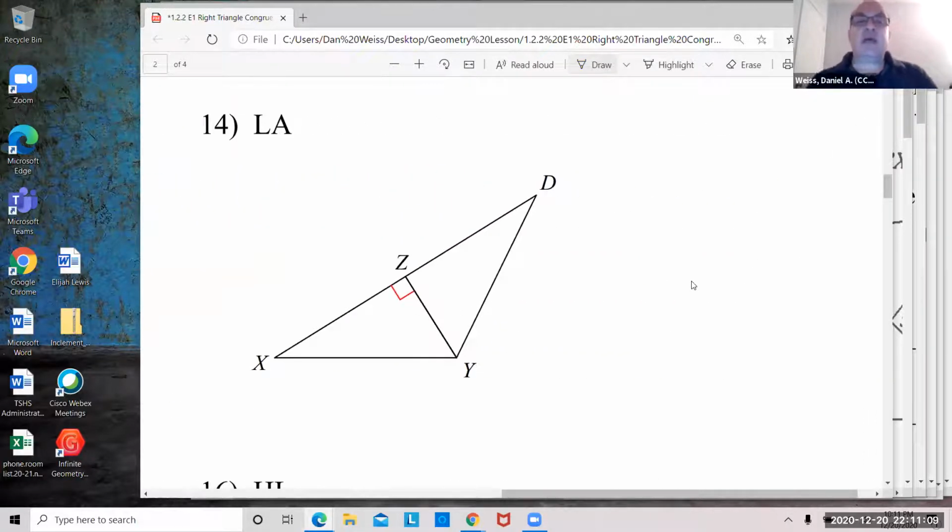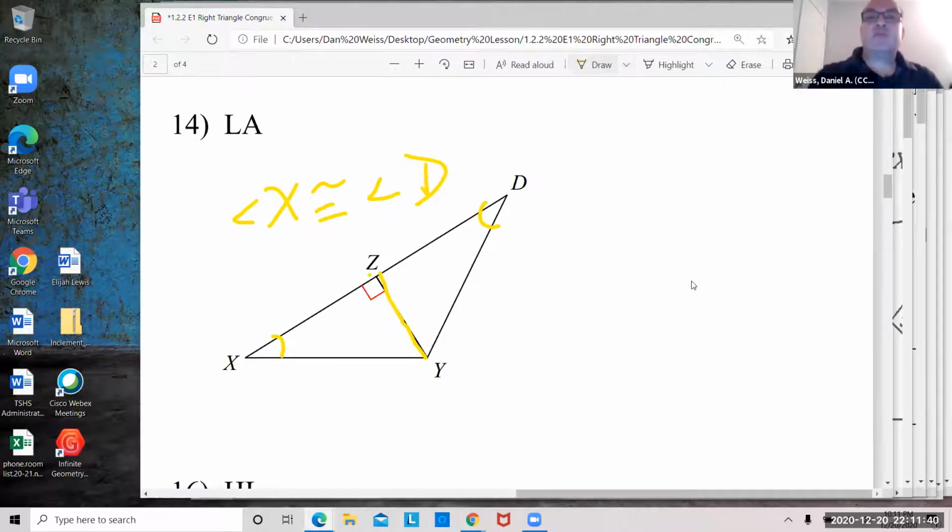What would make leg angle? Well, this is part of both triangles right here. So ZY is already a leg. So I need the angle. So I'd need angle X to be congruent to angle D. That would make leg angle. All right.